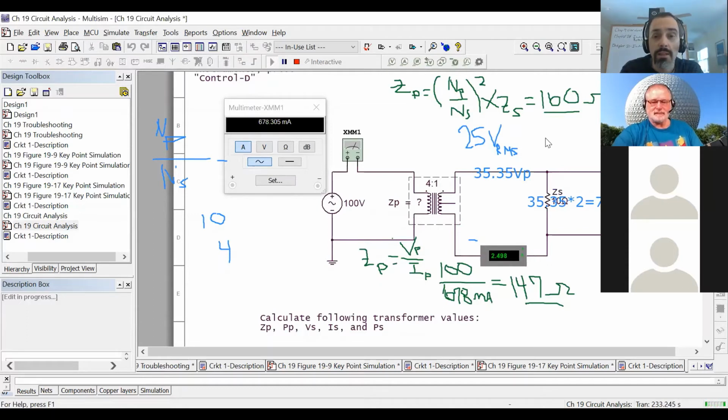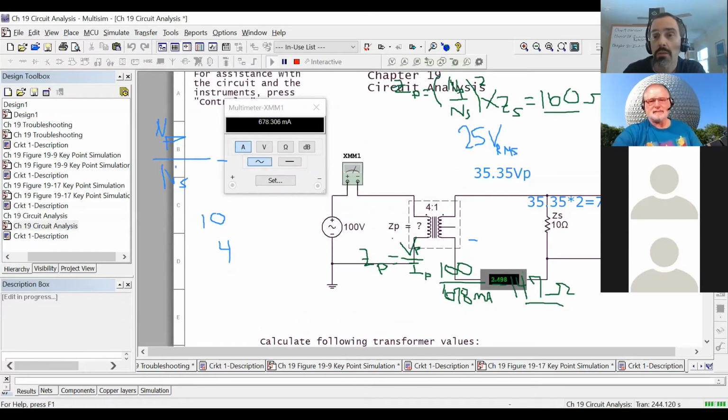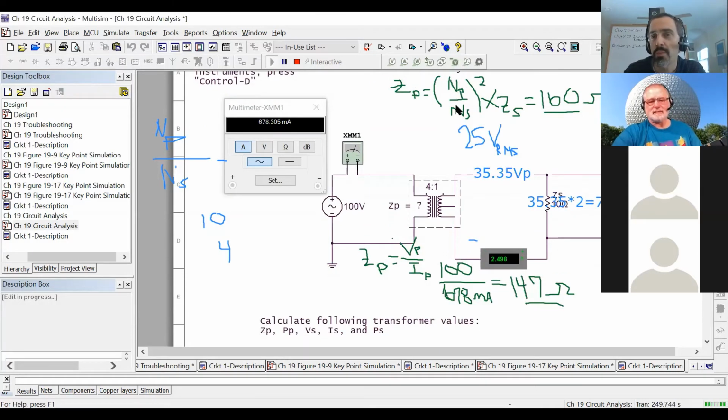So if you do the ZP using the current value, or if you use that big equation on top, ZP equals NP over NS squared times ZS, that's going to give you an approximation of what you're seeing over here. This gives you a more accurate reading of it. So we actually see between 147 and 160 ohms of impedance, and that's what the secondary is reflecting back. That's what the primary is seeing on that side. Any questions regarding impedance?